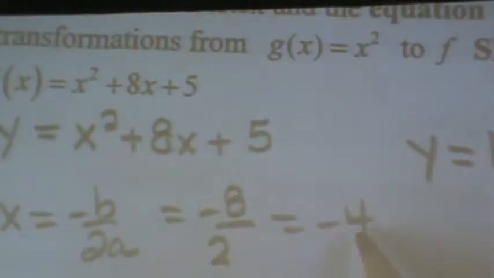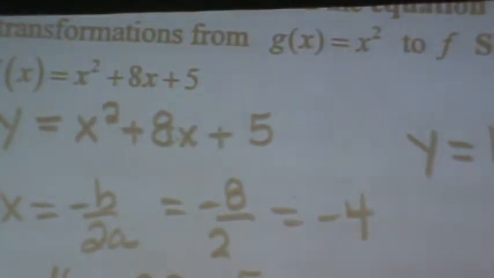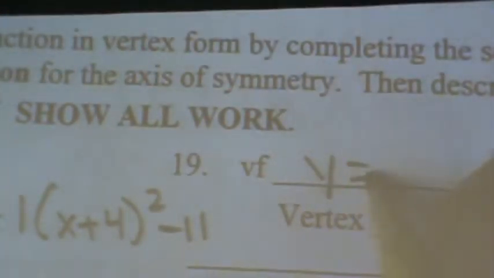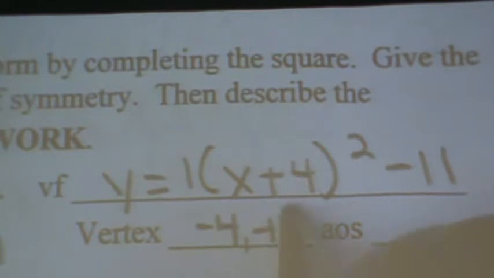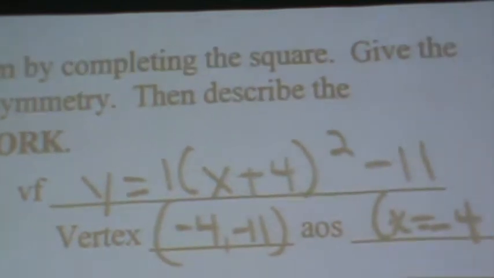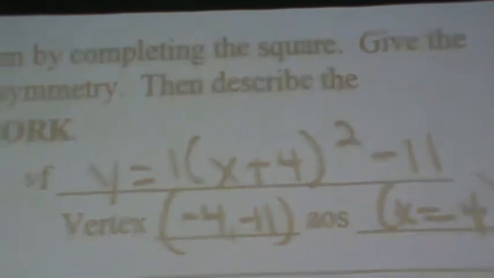The y value. You're going to plug -4 in here to figure out what y is. -4 squared is 16, and then minus 32, and then plus 5. So you have -16 plus 5, which is -11. So this is vertex form. It's y equals 1 times x plus 4 quantity squared minus 11. The vertex is -4, -11. Your axis of symmetry is x equals -4, and the rest you should be able to do. I'm not going to do 20, same thing.